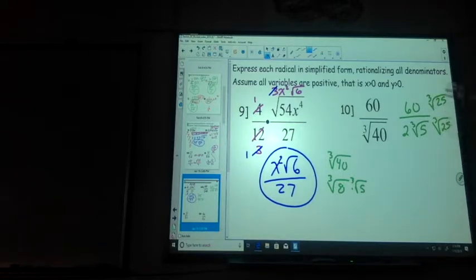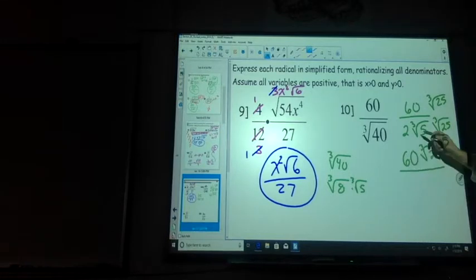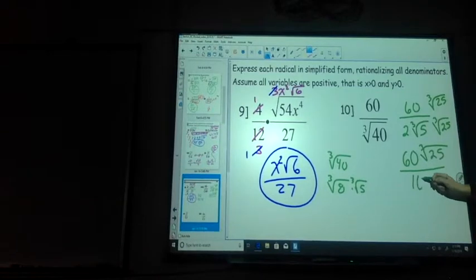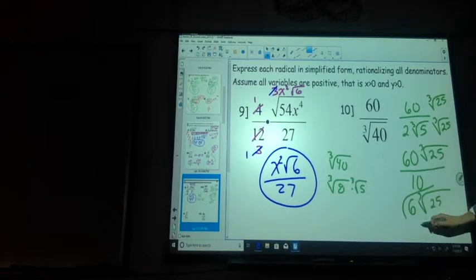Okay, that's the same thing as 1, right? So now on top we're going to get 6 times third root of 25, over 5 times 25 is 125. Third root of 125 is 5. 5 times the 2 out front, 10. Reduce the 6 and 10, so I get 3 and 5. Done.